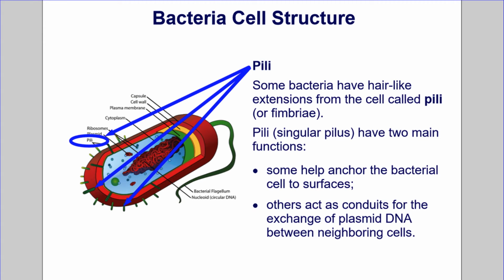Pili. Some bacteria have hair-like extensions from the cell called pili, or fimbriae. Pili, singular pilus, have two main functions. Some help anchor the bacterial cell to surfaces. Others act as conduits for the exchange of plasmid DNA between neighboring cells.